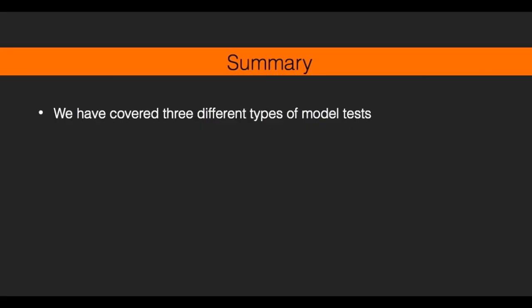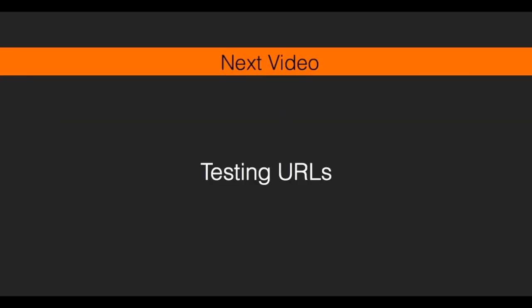Excellent! We have created 3 different types of tests with which to verify that our model code is functioning properly. If you apply these 3 types of model tests to all of your models, then you can be sure that every piece of your SQL Alchemy code is working. In the next video, we will cover methods to test if your view functions are working properly.